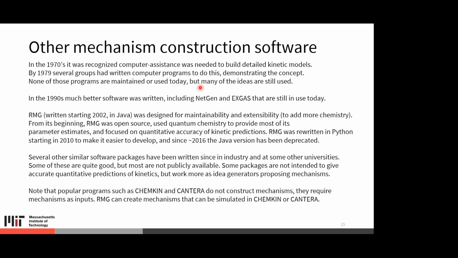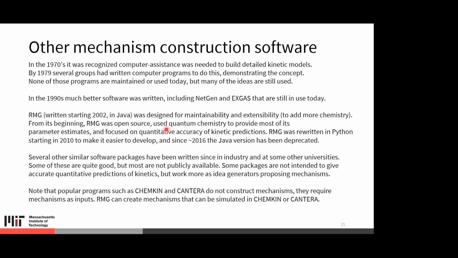I was a part of the NetGen development, and when I came to MIT, we decided that NetGen was not really designed properly. And so I had a student who was really good at computer science named Jing Song, and she started in 2002 creating RMG from scratch, written in Java. She designed it for maintainability and extensibility, to make it easier to add more chemistry. The previous codes really were not designed well for those 2 things. And also, we made a crucial decision to make it open source from the beginning.